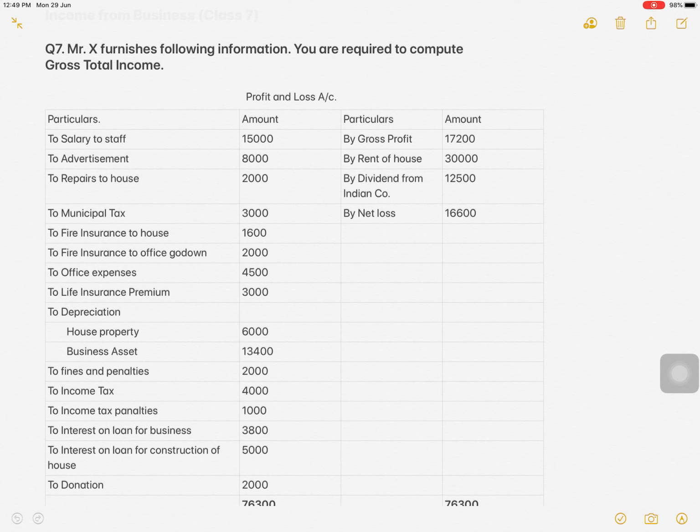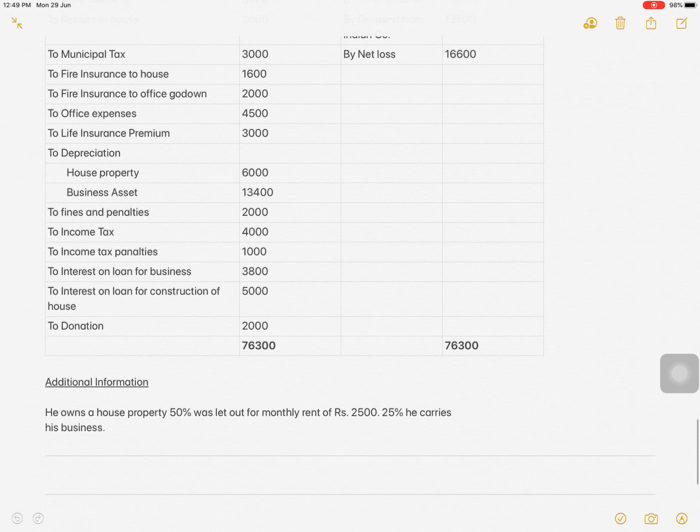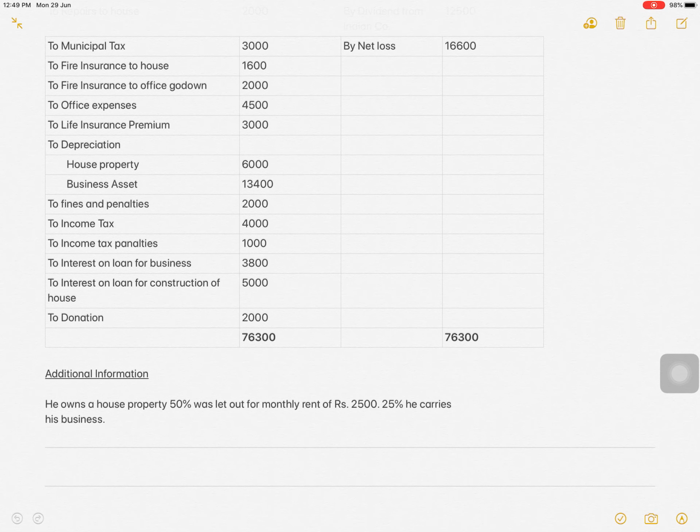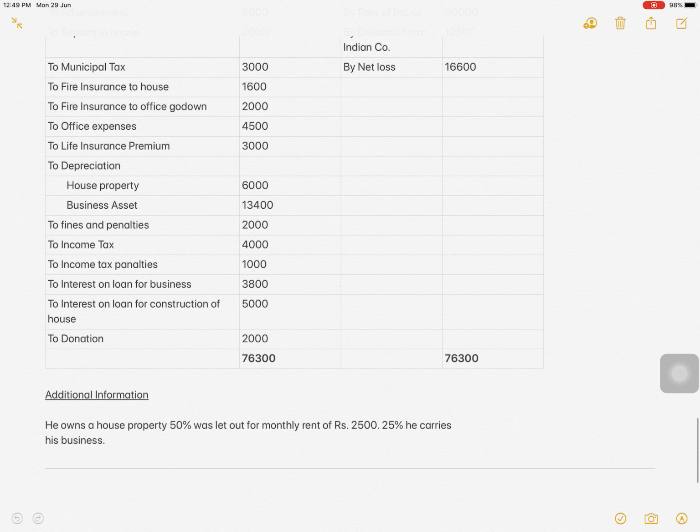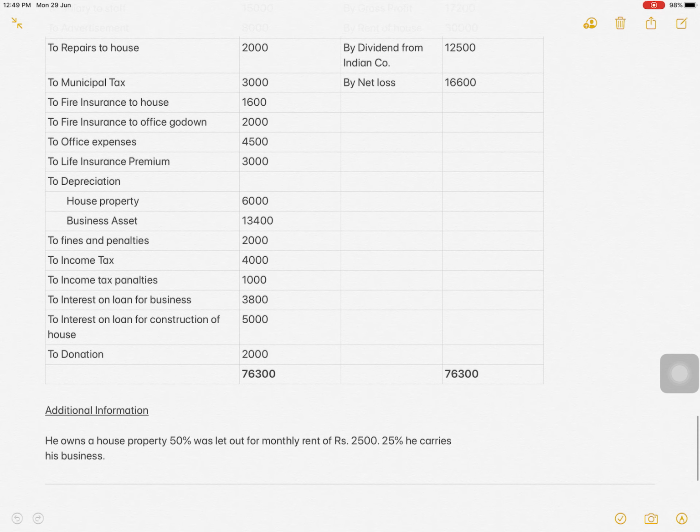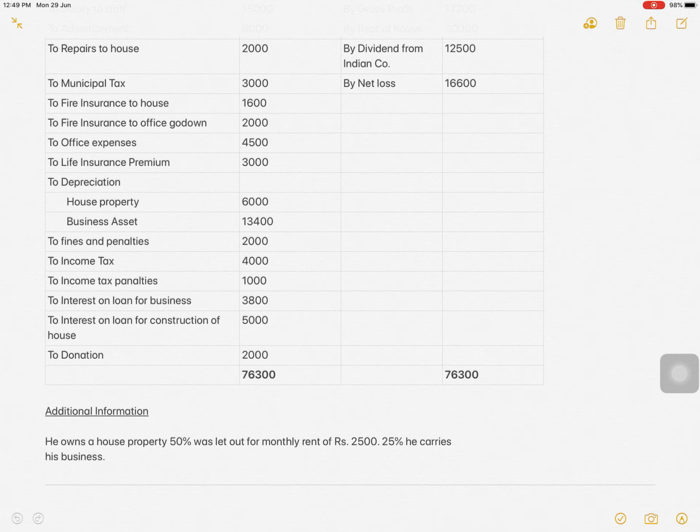By dividend from Indian company is exempt, and net loss is given. Let us see the adjustment. He owns a house property. 50% was let out for monthly rent of rupees 2,500. 25% he carries on his business.